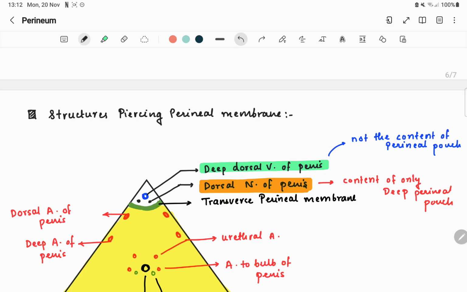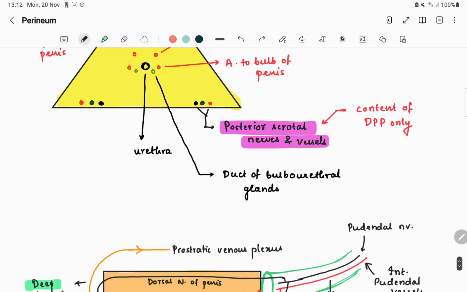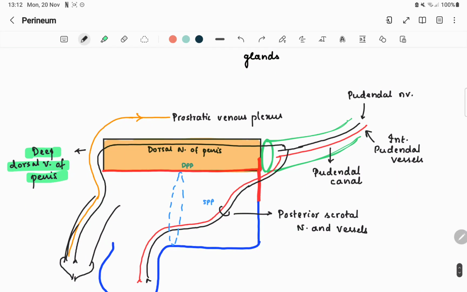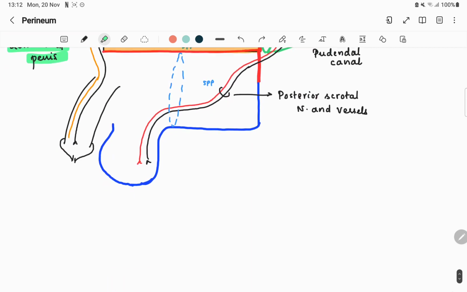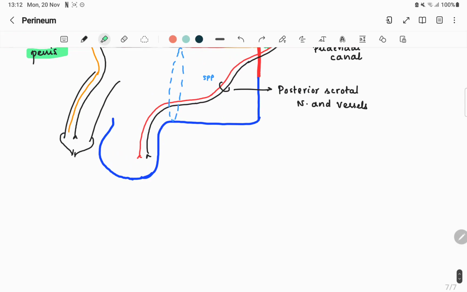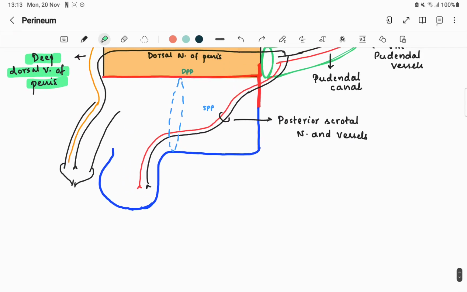And this deep dorsal vein is not the content of the perineal pouches. Okay, the deep dorsal vein is just going in this course, so it is not entering any of the pouches, and it is contributing to the prostatic venous plexus. So if we got an orientation of the perineum, let's move ahead.